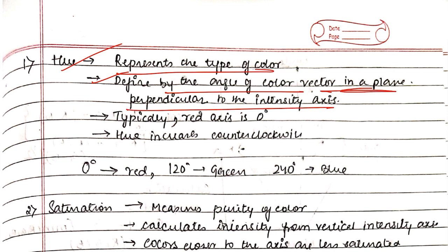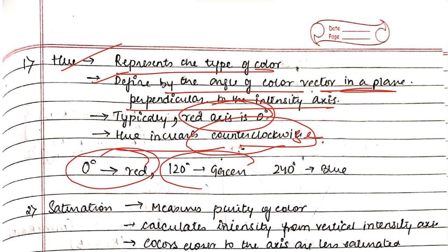Next, typically the red axis is 0 degrees, and hue mainly increases counterclockwise. So when you increase the angle, it increases counterclockwise. So 0 is for red, 120 is for green, 240 is for blue. Next is saturation.